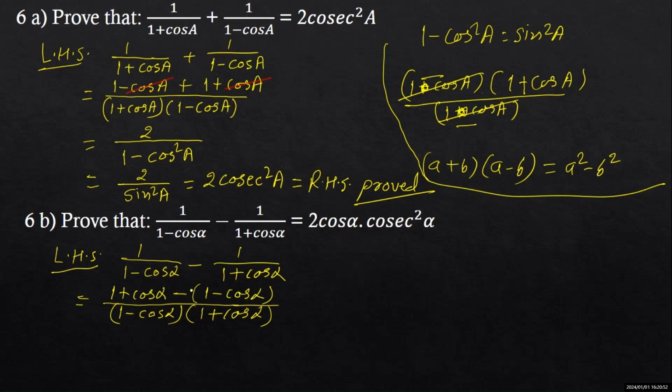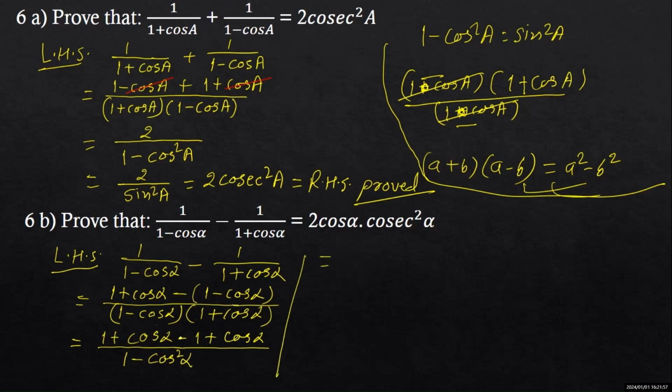Now we'll remove the bracket and change the sign. There is minus before the bracket. Minus multiplies the sign inside the bracket. So 1 is positive inside. Minus into plus becomes minus 1. Minus into minus becomes plus cos alpha. So we'll get 1 plus cos alpha minus 1 plus cos alpha upon, in denominator, 1 plus cos alpha into 1 minus cos alpha, again in the form of a square minus b square. A plus b into a minus b equals a square minus b square. So here we'll write 1 square, the square of 1 is 1 only, 1 square minus cos square alpha.